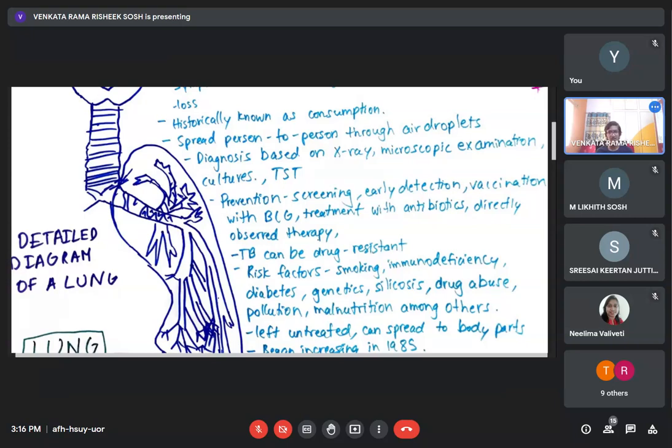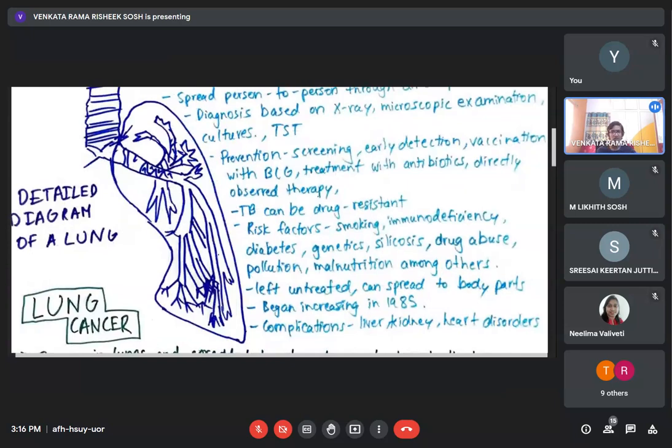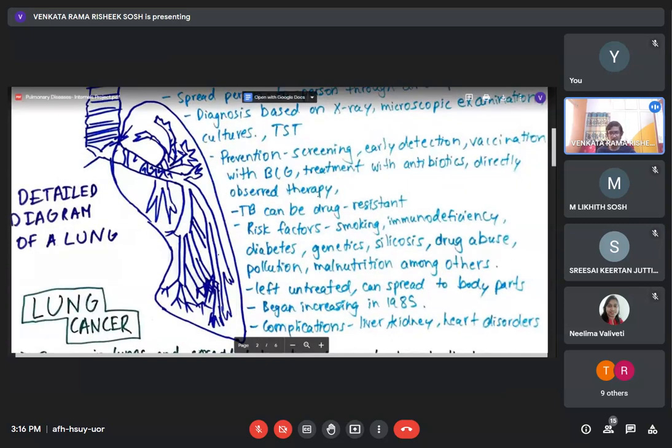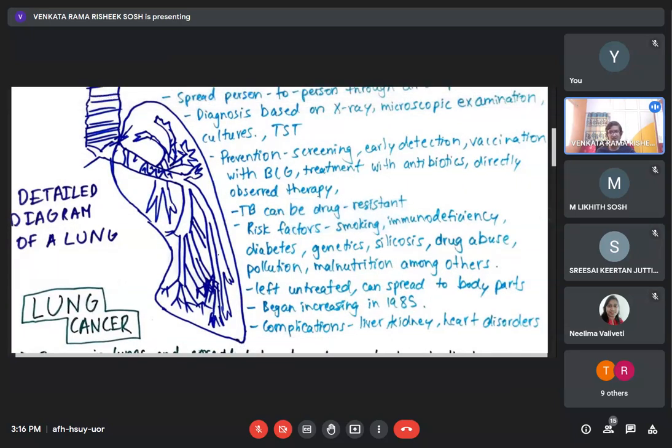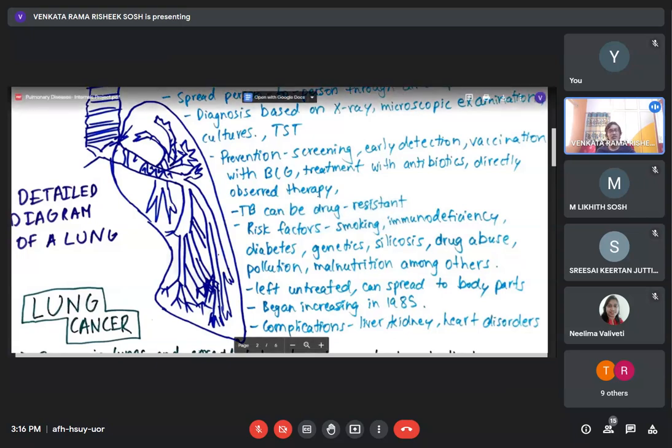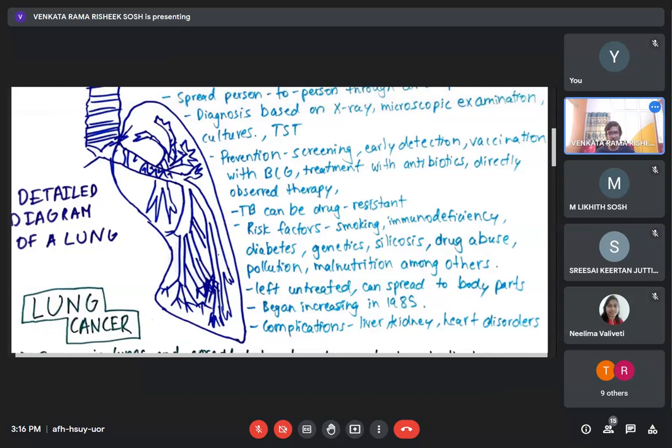Prevention is early screening and detection, vaccination for TB, and treatment with antibiotics and directly observed therapy. Tuberculosis can be drug resistant and extremely drug resistant in some countries. And it is a very pressing problem currently.